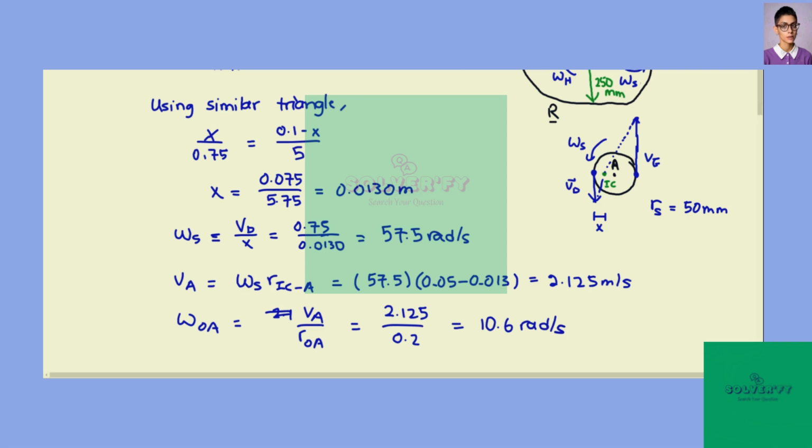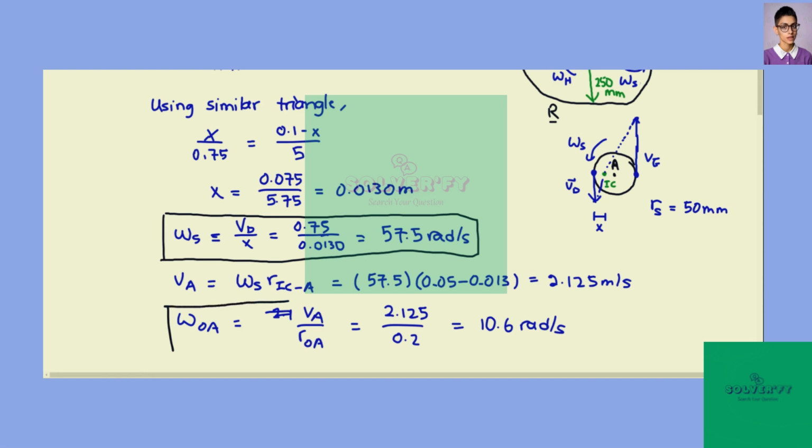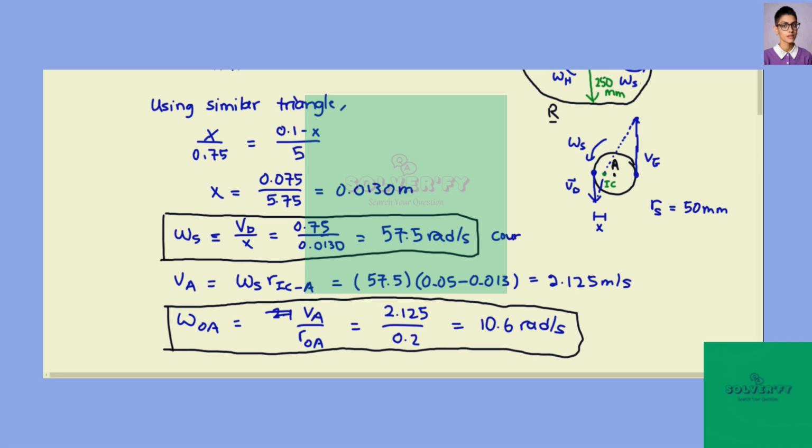So here are the answers. This is our omega S, and this is our omega OA. The direction of omega S is counterclockwise, and omega OA will also be counterclockwise. And that's all.